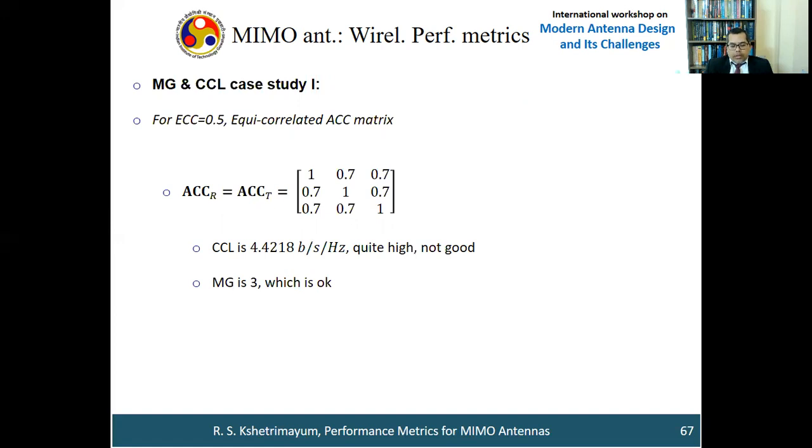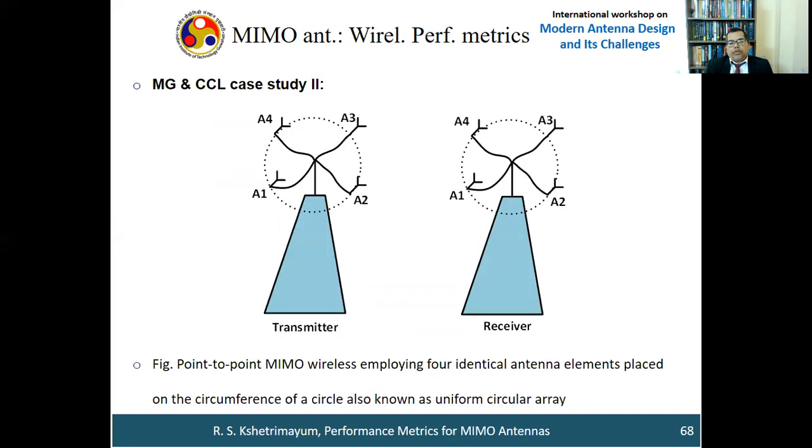Multiplexing gain is 3 because the rank of this matrix is 3. This is all right for a 3x2 MIMO system. And let's consider another simple case, when you have a circular antenna array with 4 antenna elements. And that is data transmission from transmitter to receiver, and this is single user MIMO or point-to-point MIMO wireless communication.